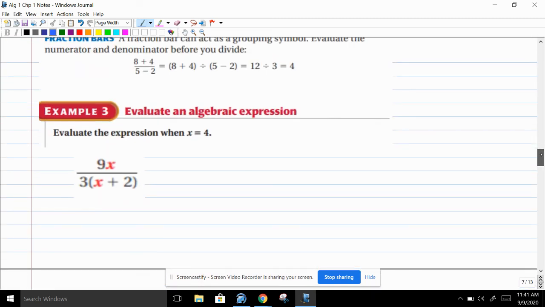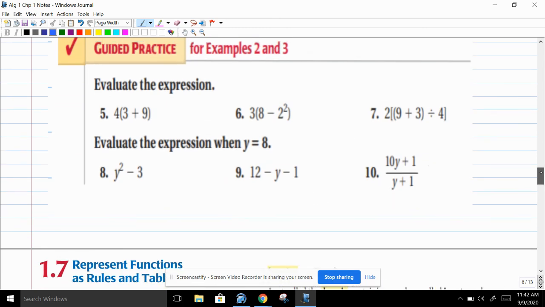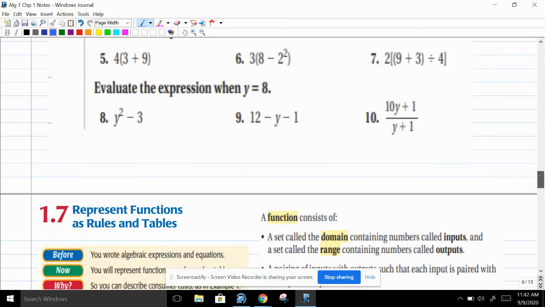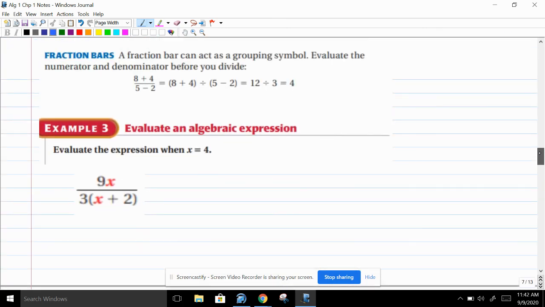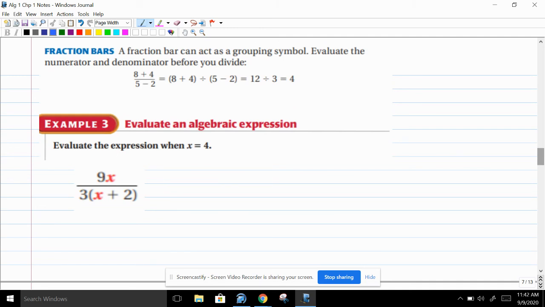Okay, I think this is the last thing here. Oh, we got a couple more down there. The last thing here, as far as order of operations is concerned, is the fraction bar. A fraction bar can act as a grouping symbol. Evaluate the numerator and denominator before you divide.